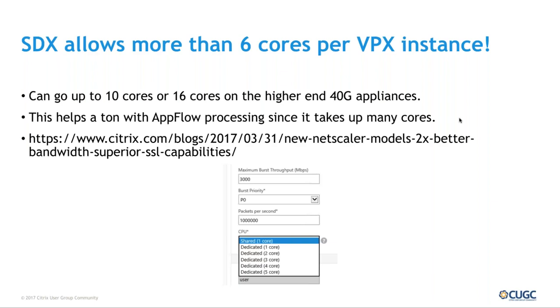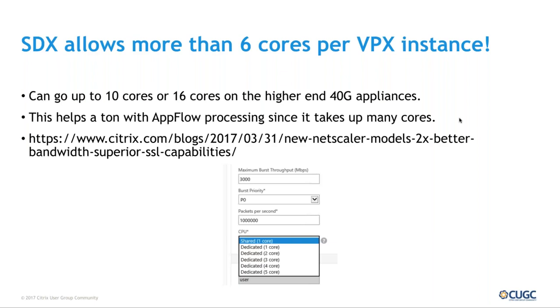So you don't get the 10 cores or the 16 cores. You have to upgrade to those higher-end appliances to use this. This really does help a lot with AppFlow processing. AppFlow takes a lot of cores. It's a lot of data that NetScaler has to crunch.